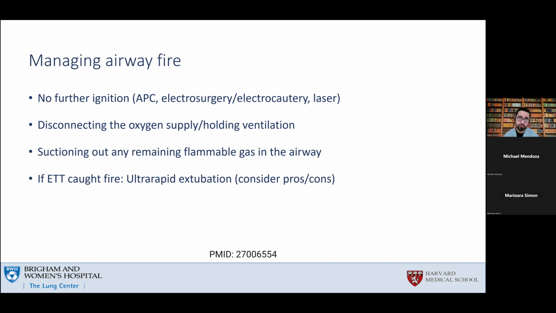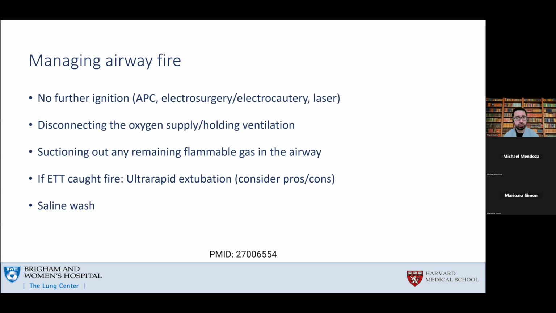If the endotracheal tube caught it, you should consider, and this is just based on what I have come across in published literature, consider an ultra rapid extubation, removing that endotracheal tube. I would be very careful about that because you don't want it to sort of latch on to other areas as you're removing the tube. And another con to consider would be if the patient is a difficult airway, would you then be having issues reintubating? But something to consider for sure.